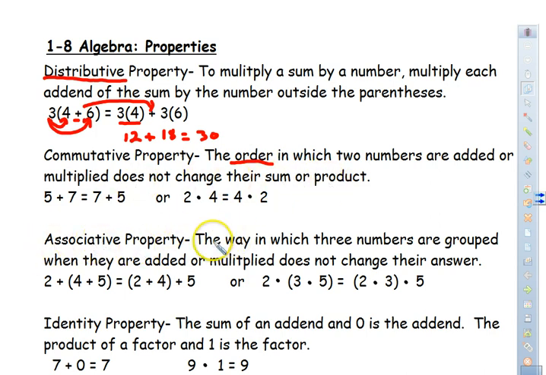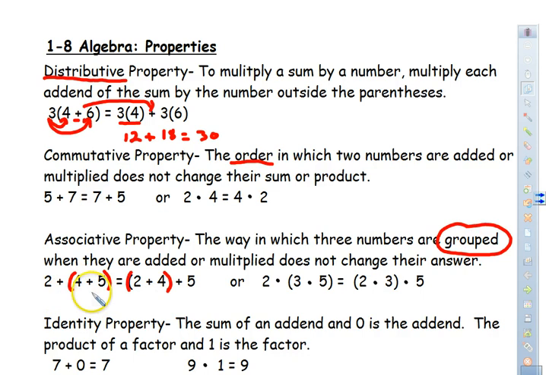Associative property. This is the way in which 3 numbers are grouped when they are added or multiplied. It does not change their answer. So again, the order isn't necessarily changed. It's still 2, 4, and 5, but with the parentheses, they are grouping them differently. So again, grouped is with our associative property. Commutative is order, and associative is regrouping them.